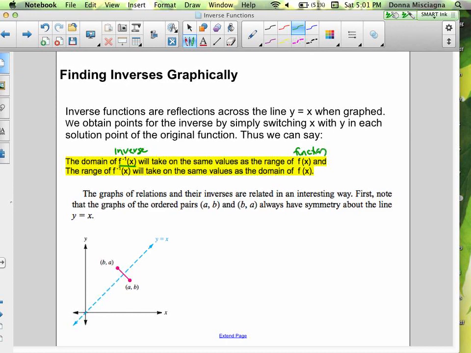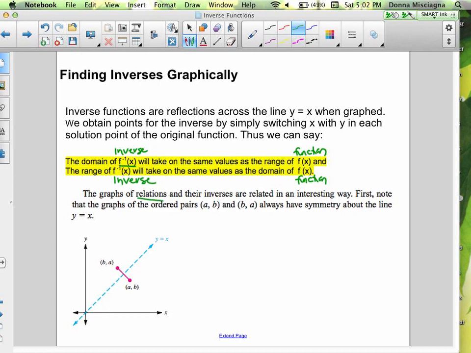Okay, so whatever the range is for your original function, that's your domain for your inverse. And whatever the domain is for your original function, that's the range for your inverse, because domain and range are switched. And since domain and range are switched, if we just switch x and y, we have our points for our inverse. So the graphs of relations and their inverses are related in an interesting way. And so not all of our inverses will be functions. We'll talk about when they're a function and when they're a relation.